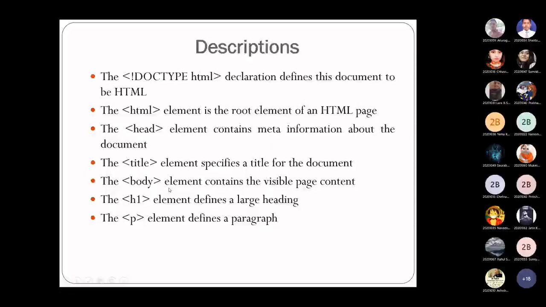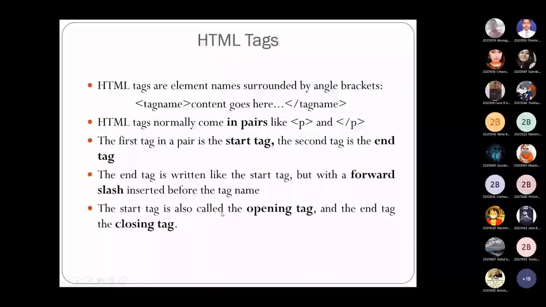Then body is the element that contains the visible page content. Whatever you write in the body tag will appear on the front page. You have H1, which defines a large heading, in fact the largest among H1, H2, H3, H4, H5, H6. And P defines a paragraph.